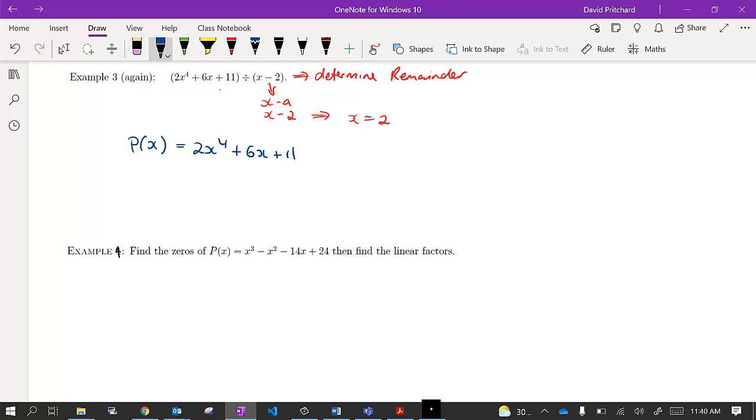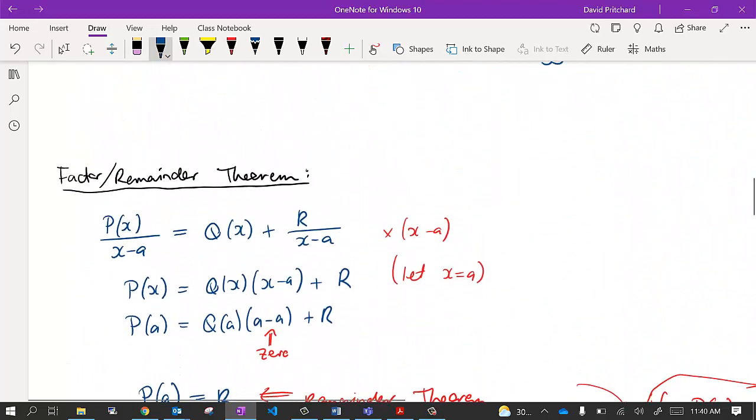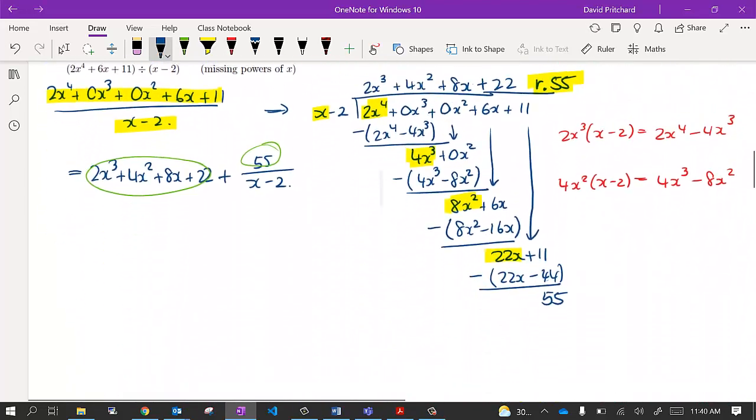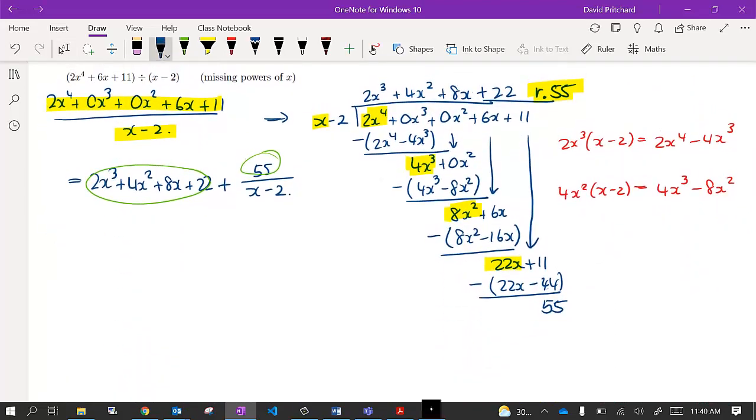And if we want to find that remainder when we're divided by x take 2, then it's as simple as substituting 2 in. So 2 multiplied by 2 to the power of 4, 6 times 2 plus 11. And we've got 32 plus 12 plus 11, and that's 55. So we end up with that division, a remainder of 55. If we go back up to that earlier example, we can see again that that is the same remainder we came up with when we did the whole polynomial division.